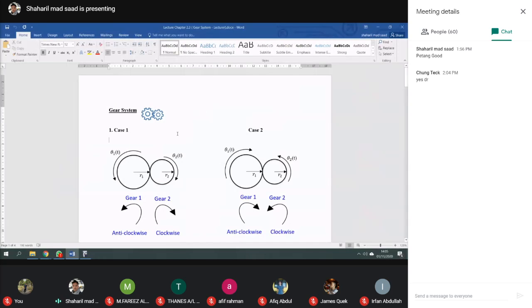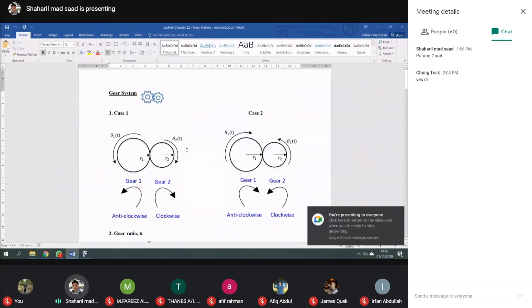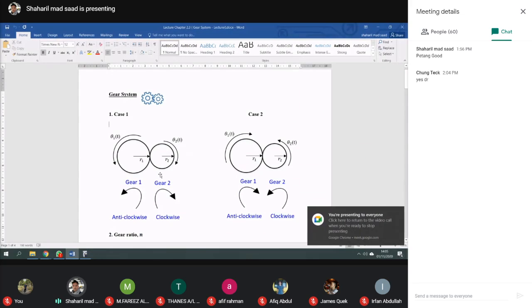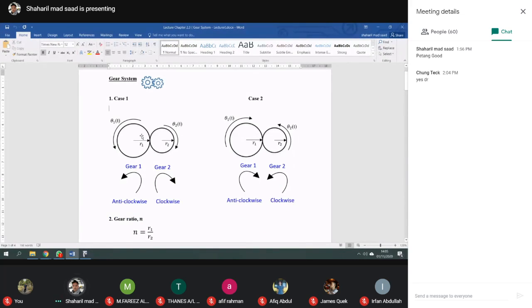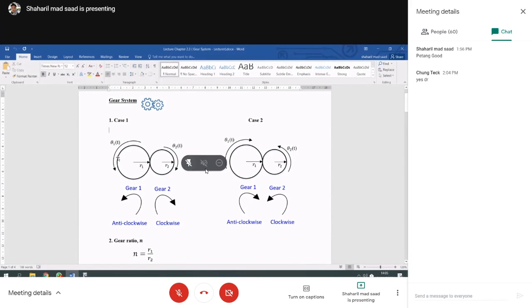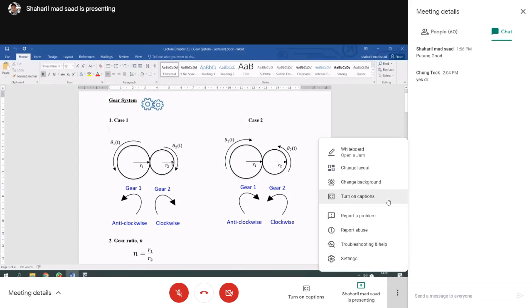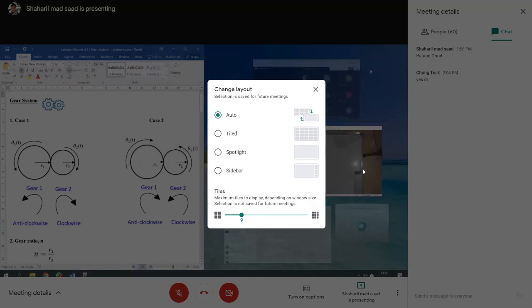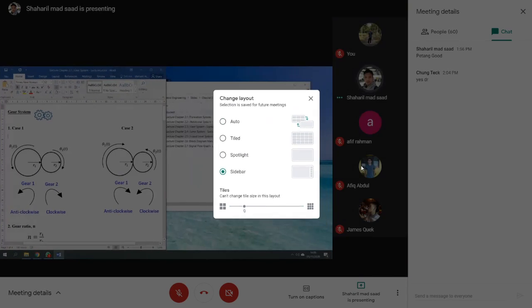Alright. Gear system means that the system involves gears, of course. So let's say you have 2 gears here, R1 and R2, 2 gears with radius R1 and the second one R2. Of course, you will have some angular displacement theta 1 and theta 2. Let me draw it for you.